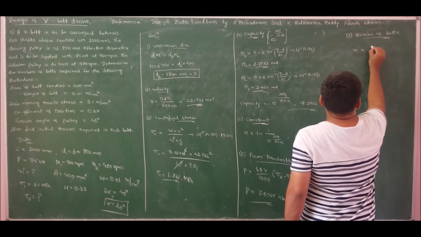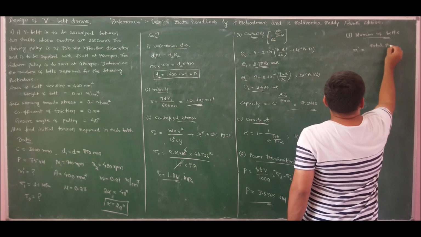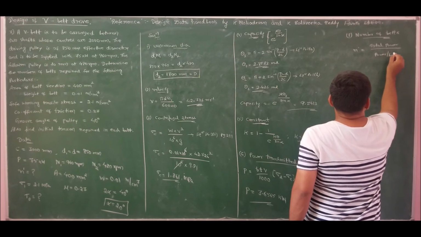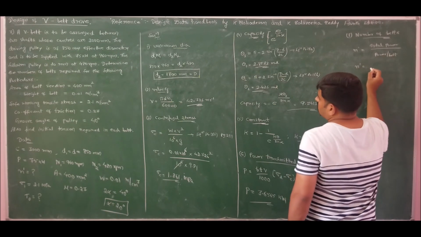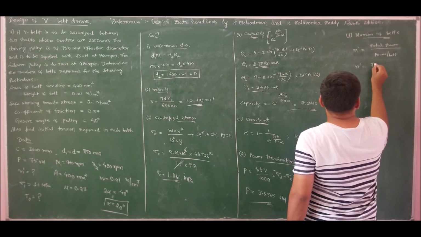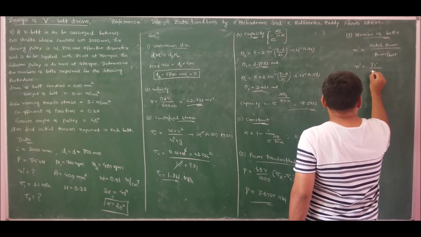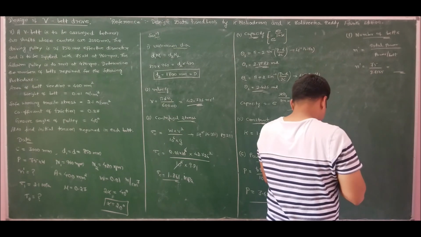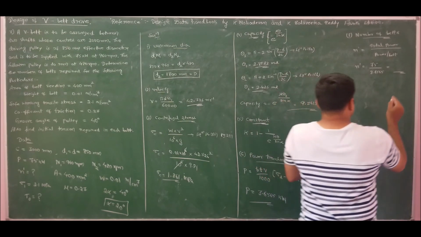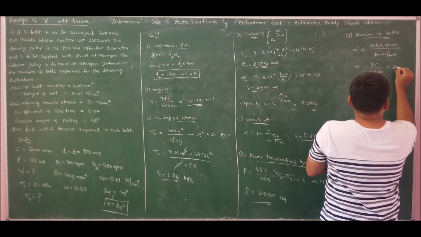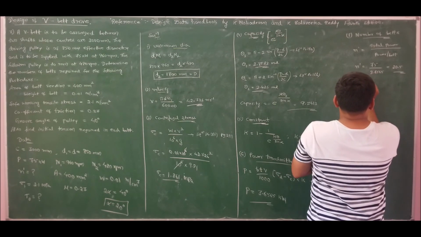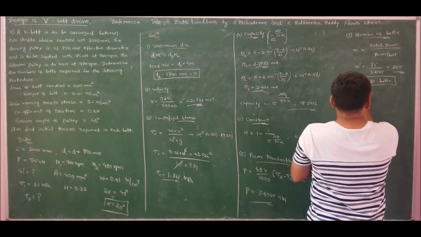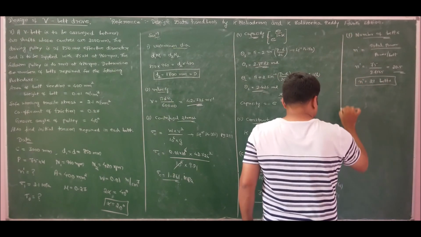So the total number of belts he has asked for will be number of belts equal to total power divided by power per belt. Total power to be transmitted is 75 kilowatts. Per belt, it can transmit 3.6565 kilowatts. So the number of belts required is 20.5, which is nearly equal to 21 belts. So the answer for the problem is 21 belts.